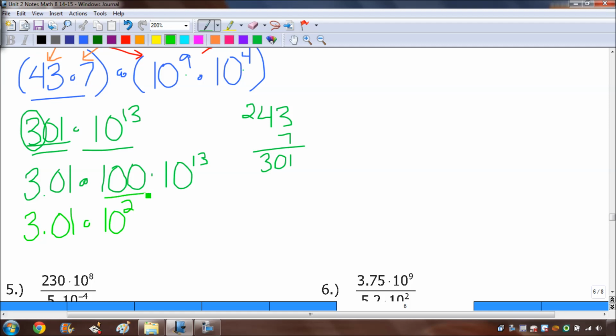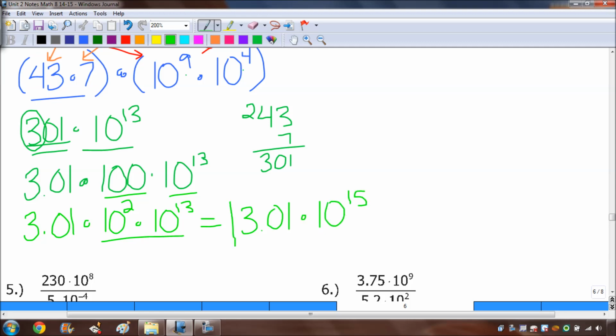Because that's what 100 is. And then again, I'm just going to copy down this 10 to the 13th power. Now all I'm going to do, since this is multiplication, is say that my answer is 3.01 times 10 to the 15th power, and I've done my multiplication, okay?